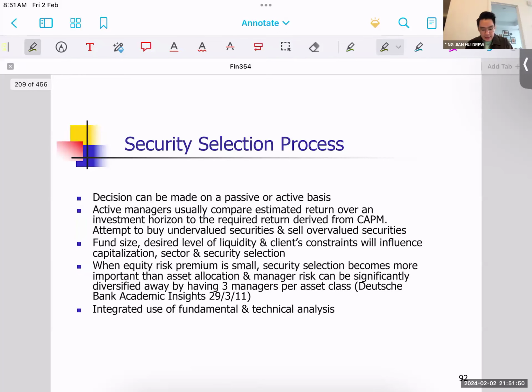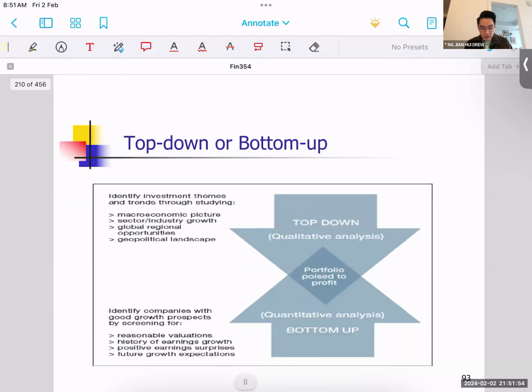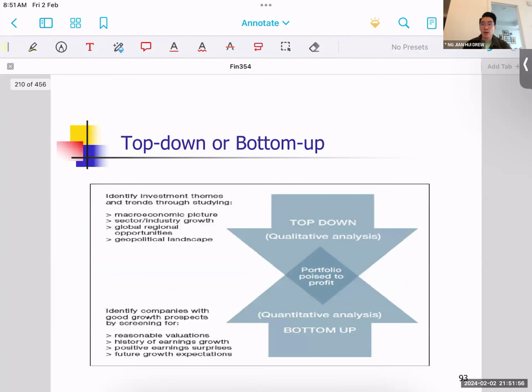I'll not go through this. You just say it can be passive or active. Nothing too important. Last but not least, we think about identifying a company based on a top-down or bottom-up approach. So these are two different approaches.